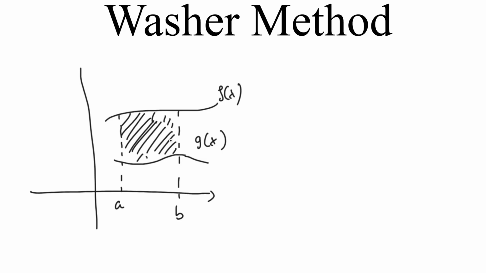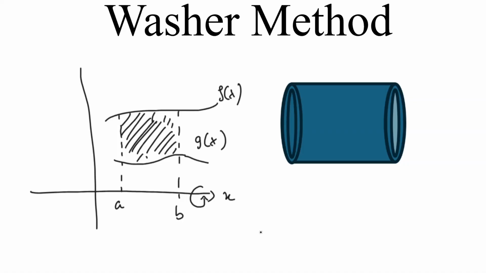So the question is, when this region is rotated around the x-axis, something like this, it will automatically generate a solid. It looks like a cylinder, so it looks like this. The cylinder has a hole inside.